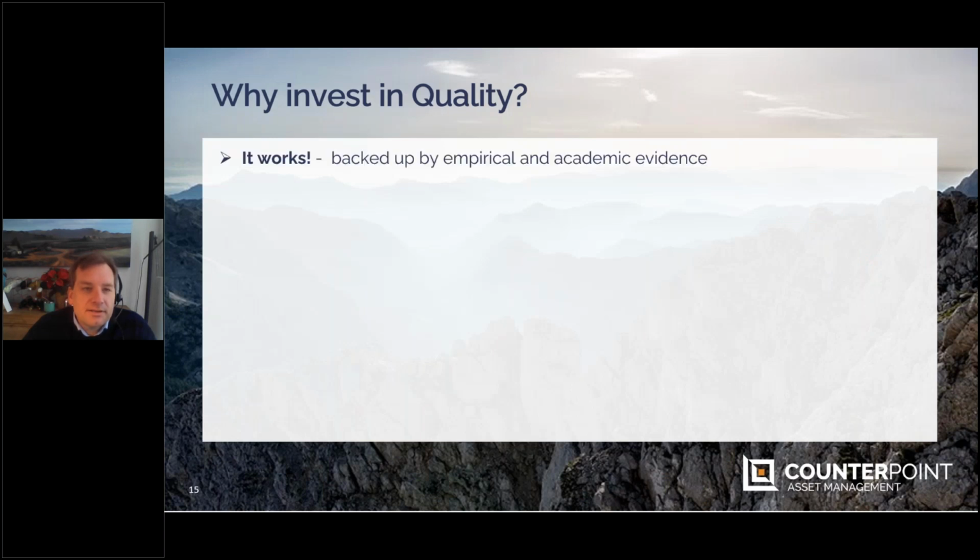So why invest in quality? It works. It's backed up by empirical and academic evidence.